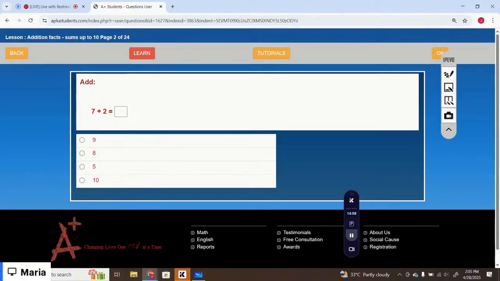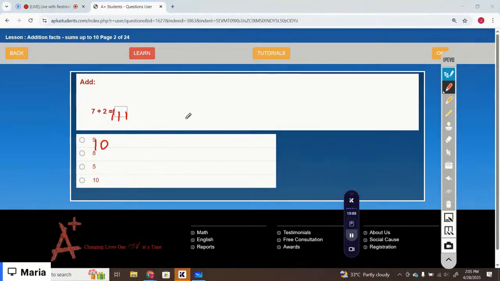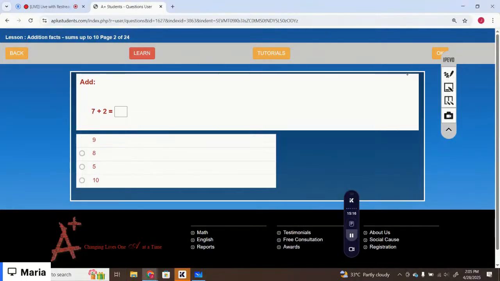Seven plus 2. 7 plus 2 makes 9. We need to count them together. Start with the greater one and count up the smaller number. So 7, 8, and 9. So 7 plus 2 makes 9. Option number 1 is the correct option.